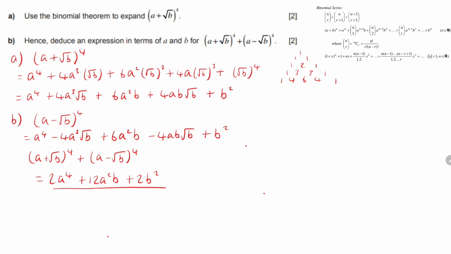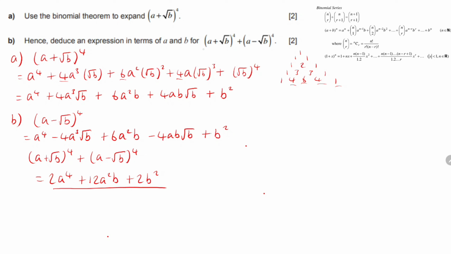Okay, next question. Again, one of your most basic expansions, right? It's the power of 4, so there'll be 5 terms. a to the power of 4. Your coefficient is 4, then 6, then 4, then 1. And the power of a reduces and the power of b increases, with b being root b. That should give you this term.